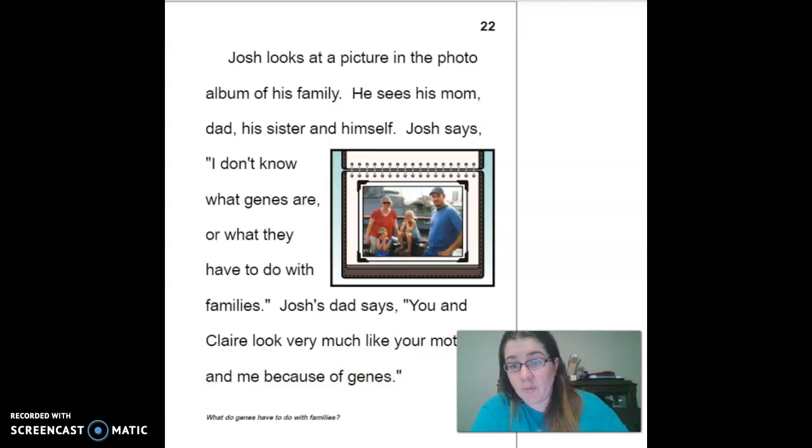So Josh was looking at the picture and he didn't understand what genes are. And they are what help him look like his dad, and Claire looked like his mom.